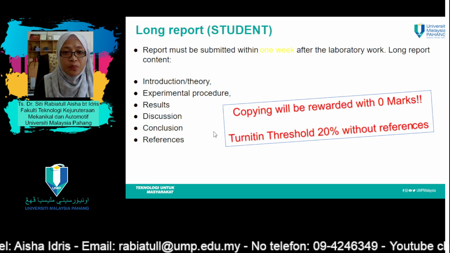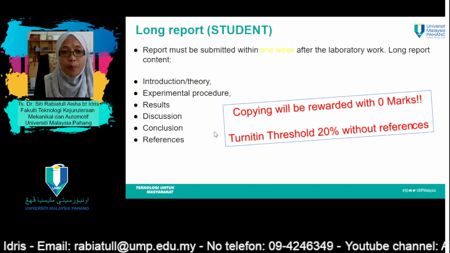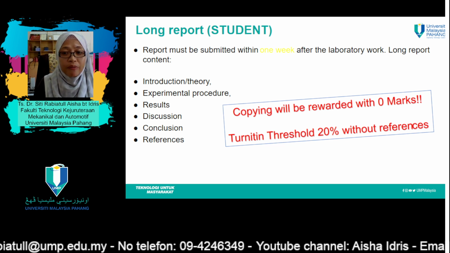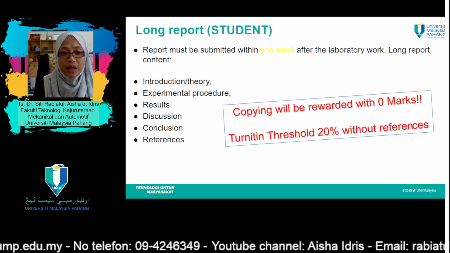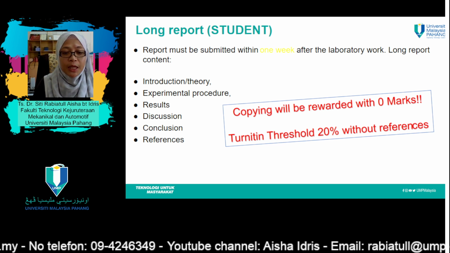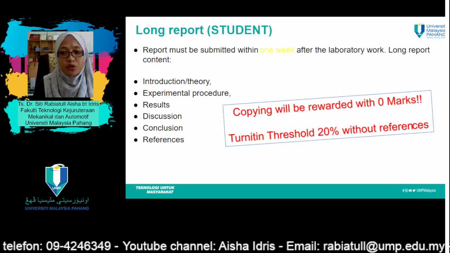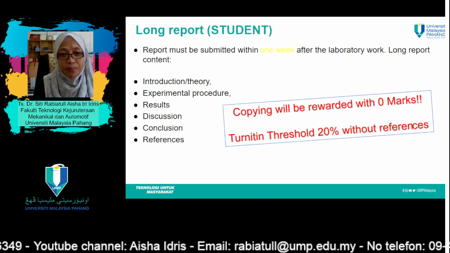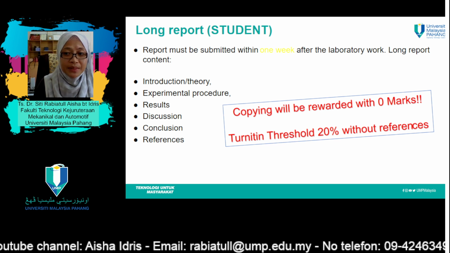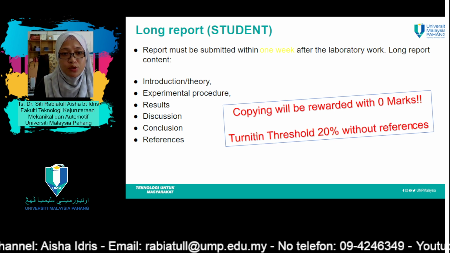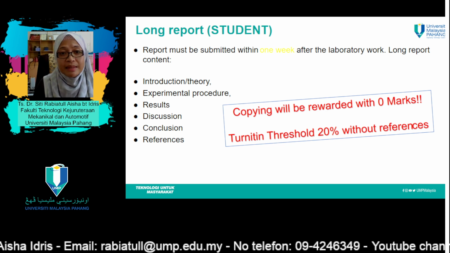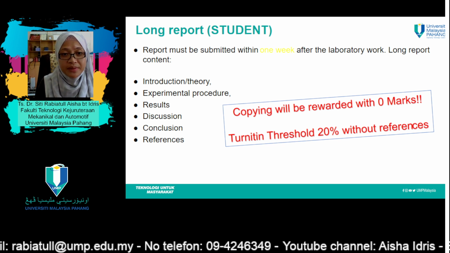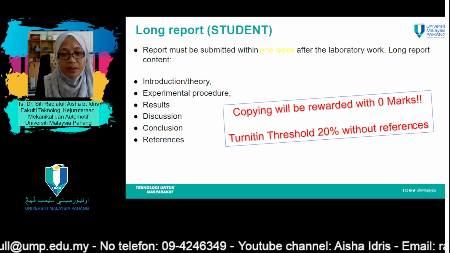If a student copies their friends' work, then 0 marks will be given to that report. Before you submit the lab report, you need to submit the report into the Turnitin website, and the plagiarism report should be lesser than 20%. Otherwise, you need to rephrase all your sentences in the text, then resubmit again until you reach less than 20% plagiarism report.